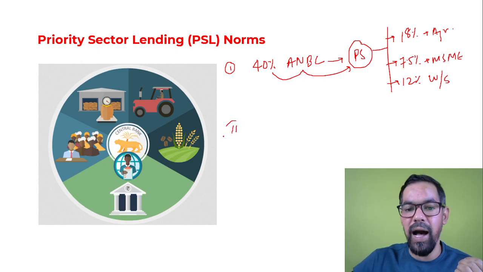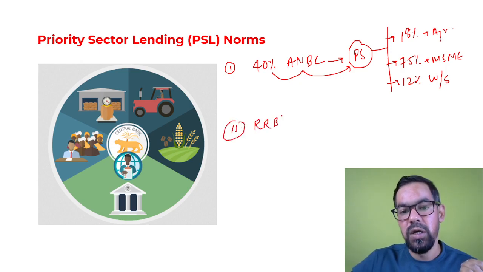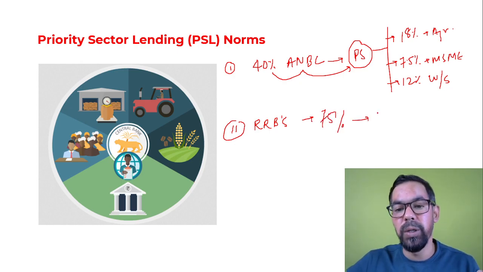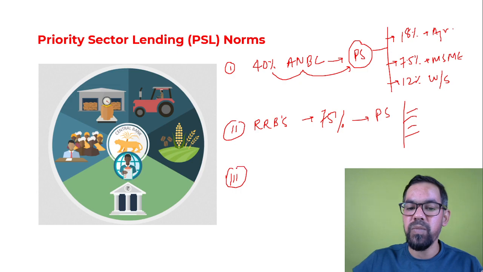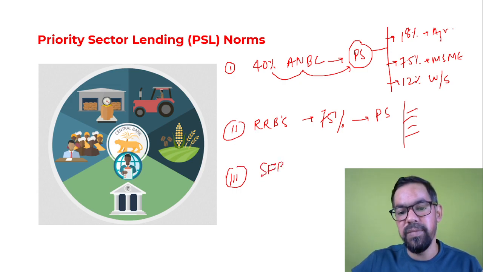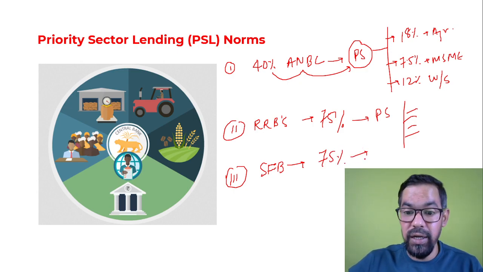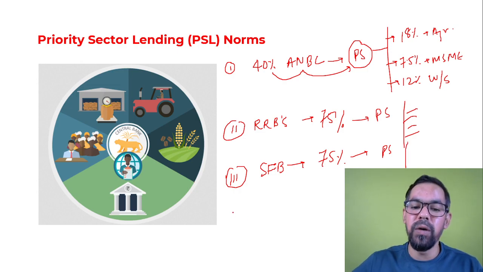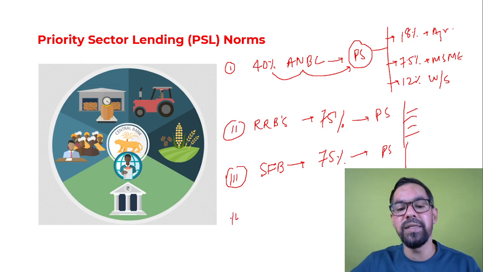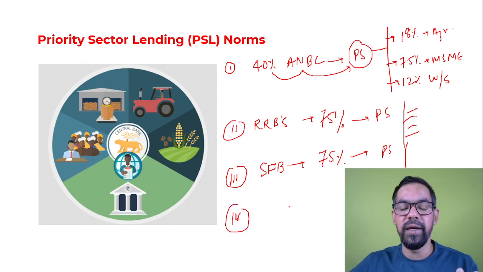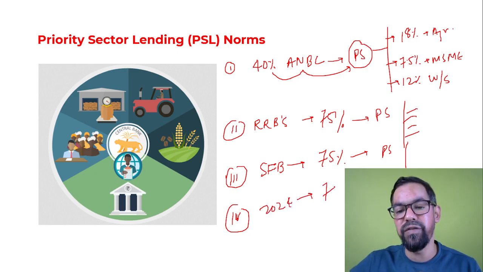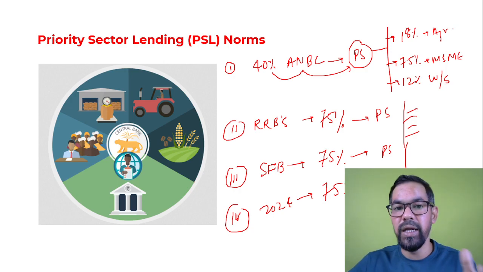If you talk about RRBs, regional rural banks, they have to lend 75% of their outstanding credit to the priority sector. Then we have some sets of sub-norms. If you talk about small finance banks, they have to lend 75% of their outstanding credit to the priority sector. If you talk about urban cooperative banks or cooperative banks in India, previously it was 40%, but by 2024 they will also lend 75% of their total lending to the priority sector.